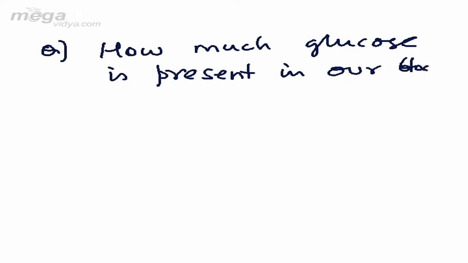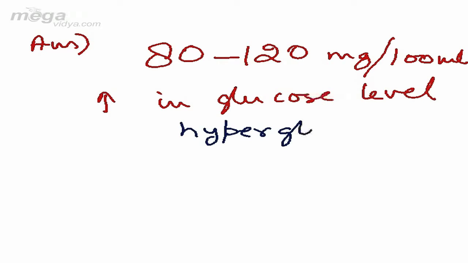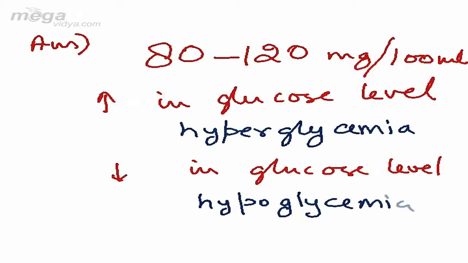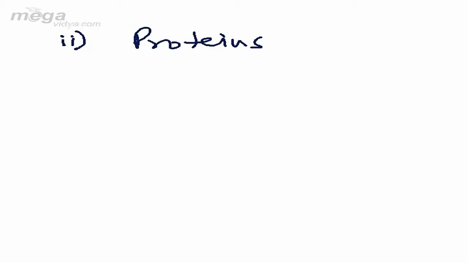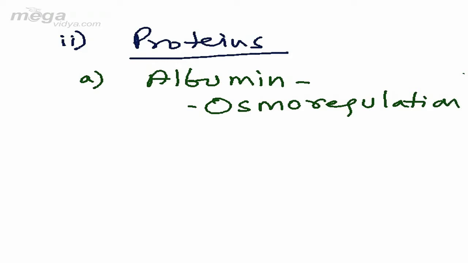Another question which you can get is, how much glucose is present in our blood? The answer to this question will be that glucose is present 80-120 milligram per 100 ml of blood. However, variations can occur. If there is an increase in glucose level, the condition will be called hyperglycemia. If there is a decrease in glucose level, the condition will be called hypoglycemia. Another organic substance present in plasma are proteins. The first of these is albumin. The function of albumin is to perform osmoregulation, that is, it regulates the amount of water present in the body.